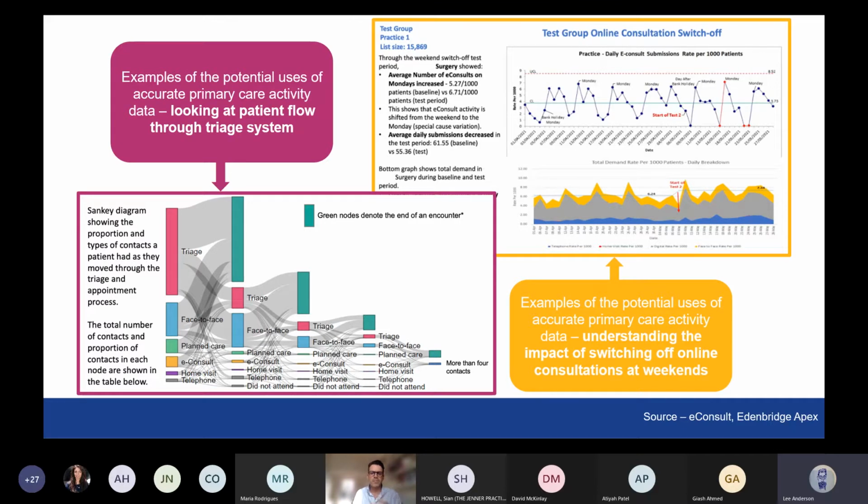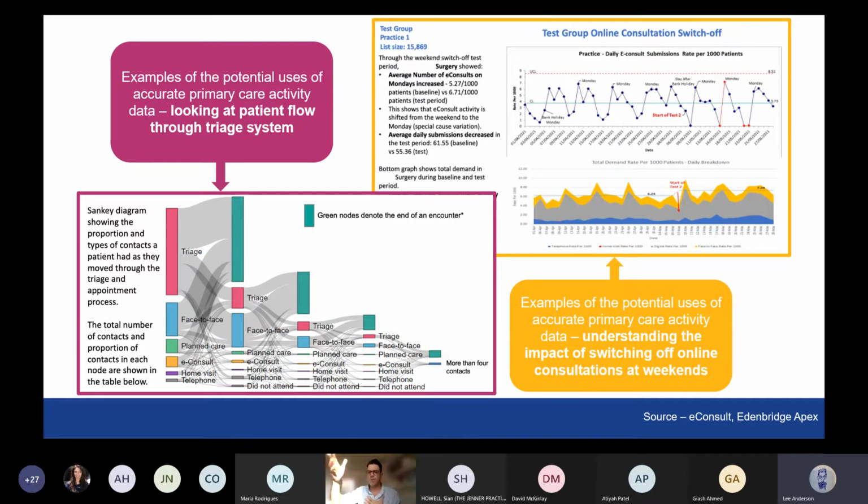And on the right hand side here in the yellow, we were looking at a piece of work just to try and understand the impact of switching off online consultations at the weekends, because practices were telling us that they were really struggling to keep up with that demand, and we're saying, well, we're going to try and switch off the online consultation. So our response is to say, well, okay, let's try and understand the impact of that on your overall demand, both in practice but also in other settings.